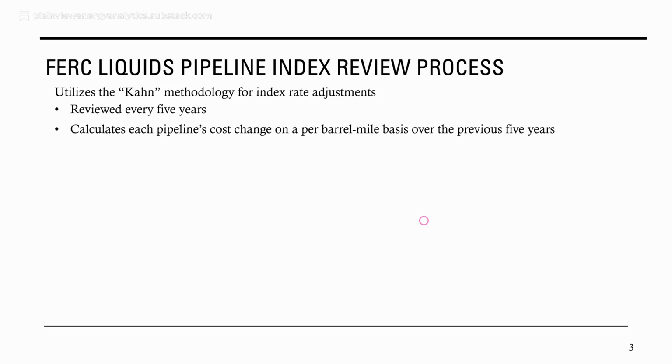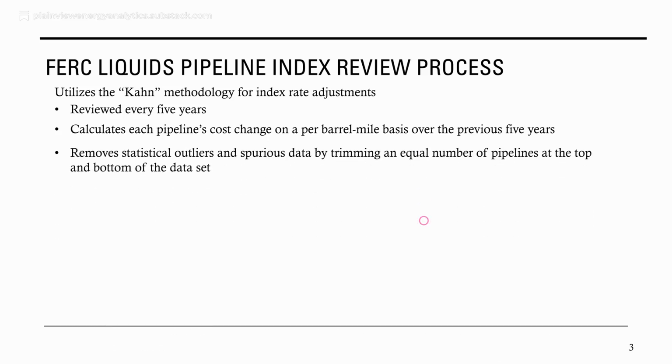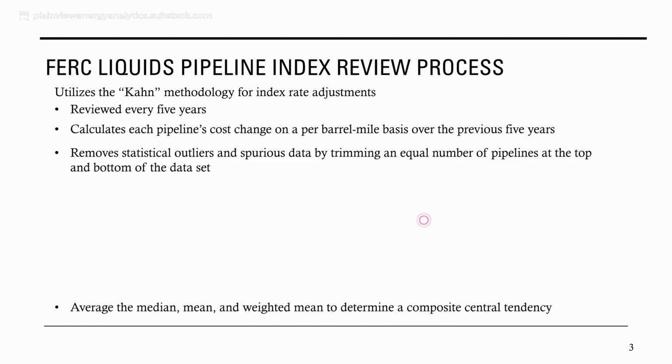So FERC looks at the financials of all these pipelines and says, hey, what actual cost increases, what percent inflation factor of cost increases, did we see over your pipeline over the previous 5 years? They remove outliers and spurious data by trimming the data set. So they'll remove an equal number of pipelines from the top for the highest inflation pipelines and an equal number of pipelines from the lowest inflation pipelines, and then use that middle or trimmed data set to do their analysis.